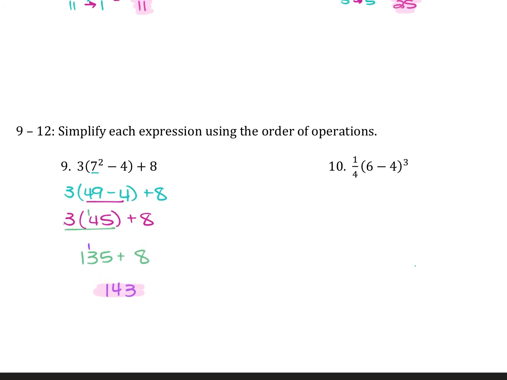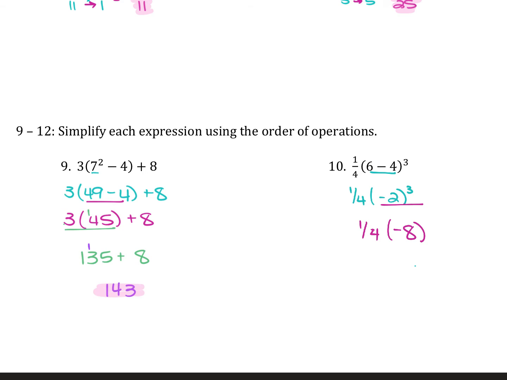For number 10, you have 1/4 times 6 minus 4 cubed. Do what's in your parentheses first. The 6 minus 4 is going to give us a 2. So that's 1/4 times 2 to the third power. Then exponents. The 2 to the third power gives us 8. So that's 1/4 times 8.